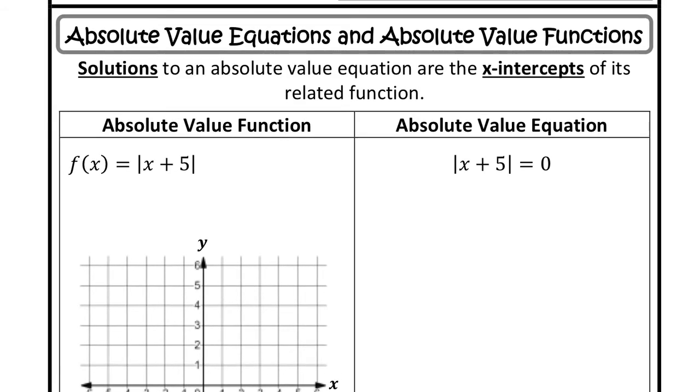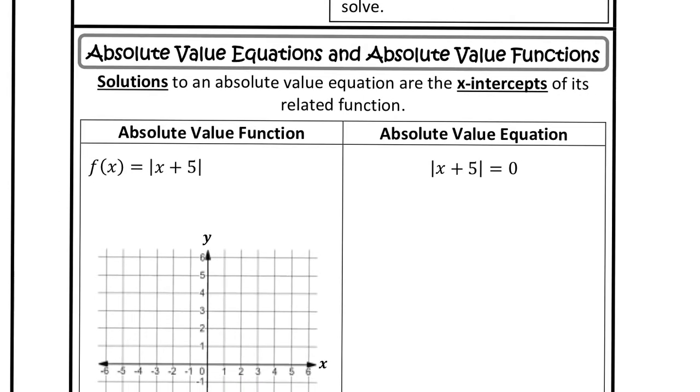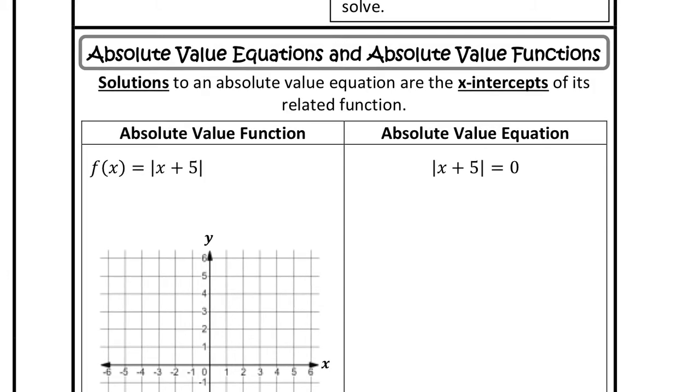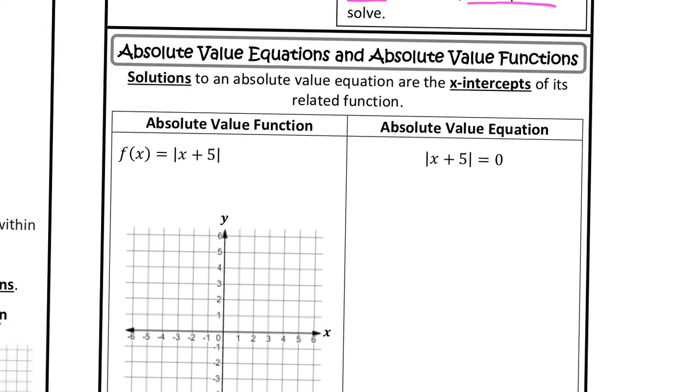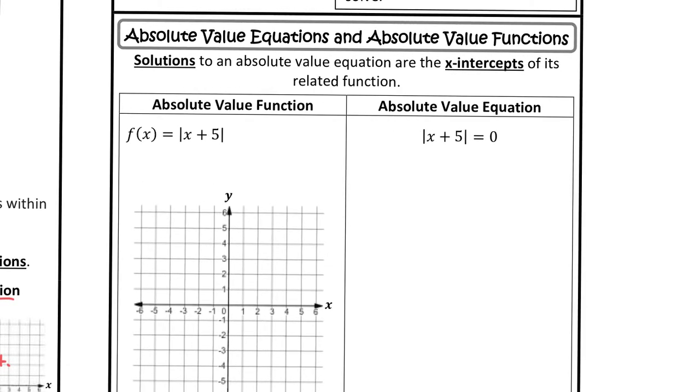This next section here is trying to make that connection I was talking about. So let me zoom out a little bit, making sure I can fit everything. Okay, I'll just read it. It says, the solutions to an absolute value are the x-intercepts of its related function. The solutions of an absolute value equation, whatever we're going to get for this side, are the x-intercepts of its related function.